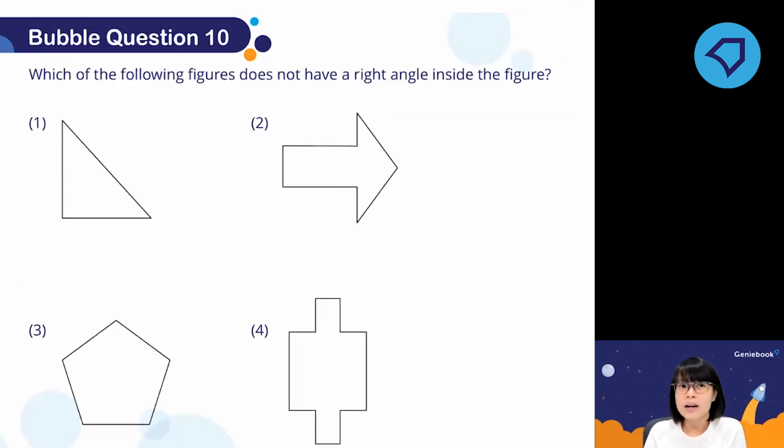Okay, I want the figure that has no right angle, does not have a right angle inside the figure itself. Which of the following does not have a right angle? You have more than 1 minute, more than enough time.